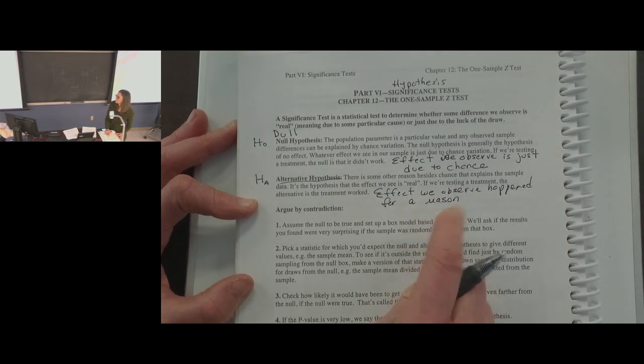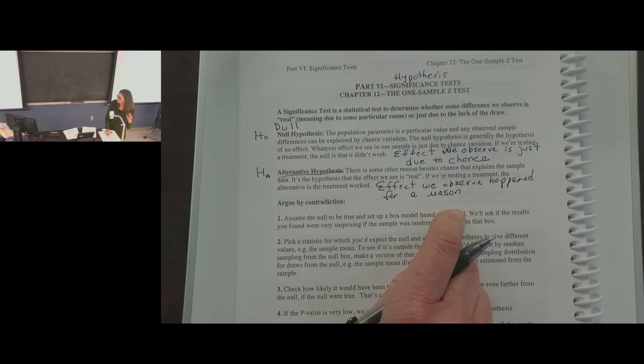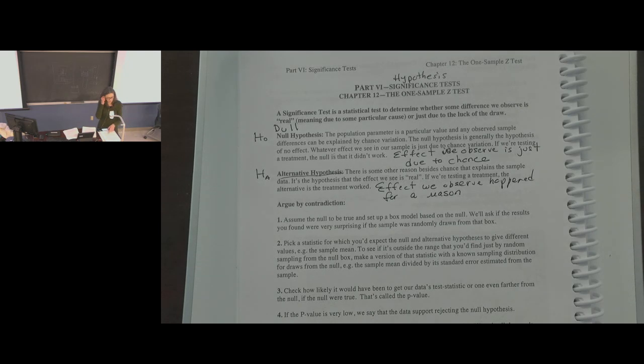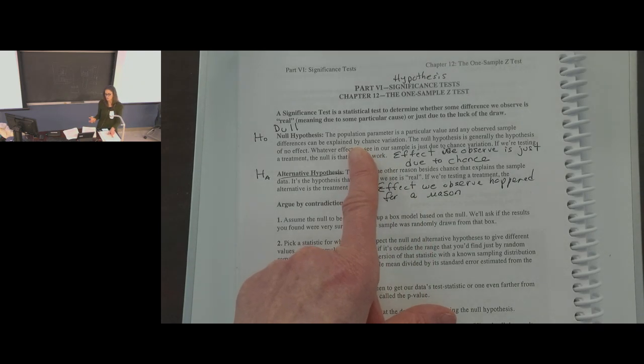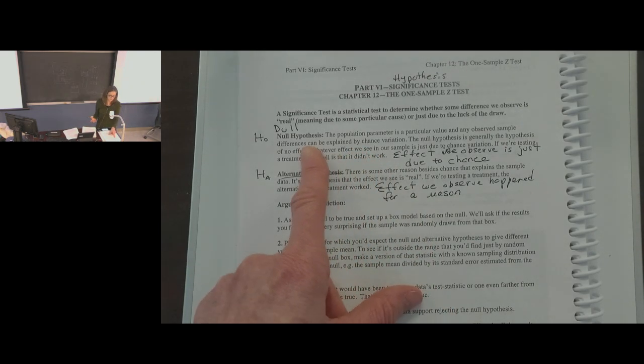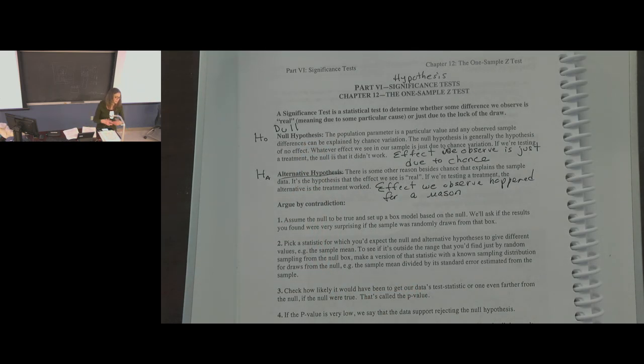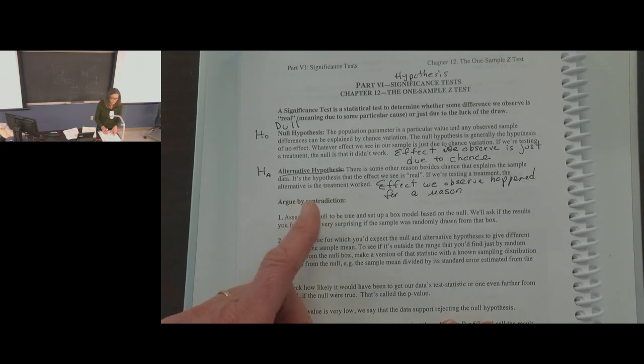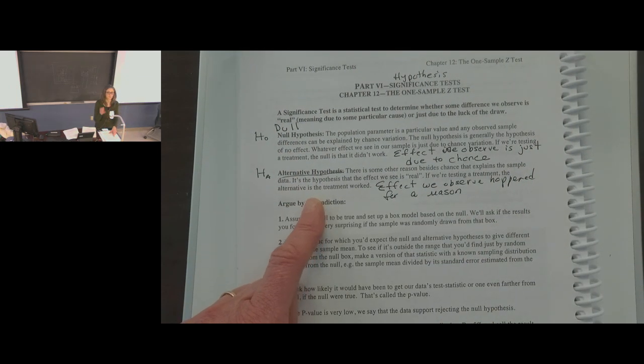And people like to prove the alternative. They always want to show something happened for a reason. So the null is generally the hypothesis of no effect. It's the dull one. Like, yeah, the treatment didn't really work. It's just due to random chance. If we repeated this over and over again, you wouldn't see this. And the alternative is, no, it did work. We wouldn't see such a big difference just due to the luck of the draw. It has to be due to something else. We don't get that kind of difference just due to chance.